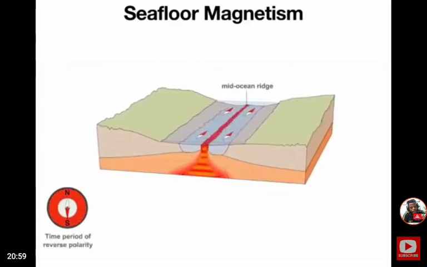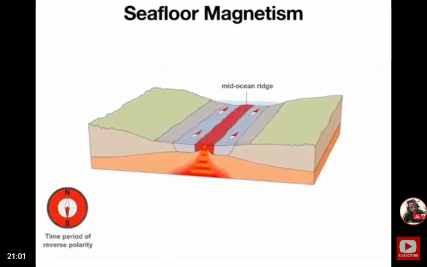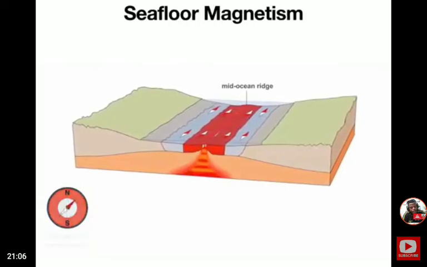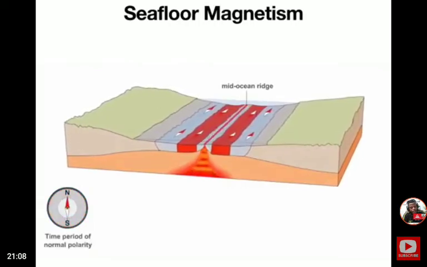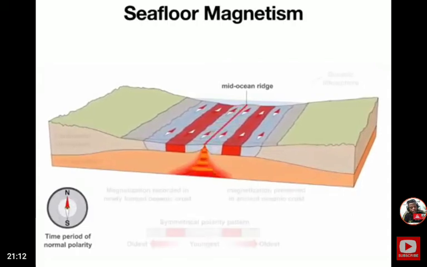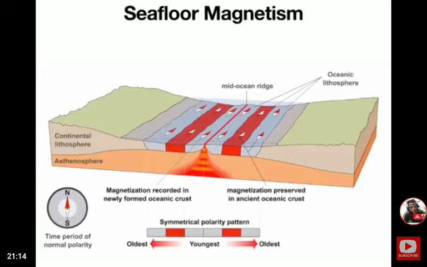If you recall, we talked about how the Earth is like a giant magnet. But that magnetism changes every so often. And so those changes are recorded in the rock. And so what we see in the rock on either side of a mid-ocean ridge are these alternating bands of magnetism which match up on either side.